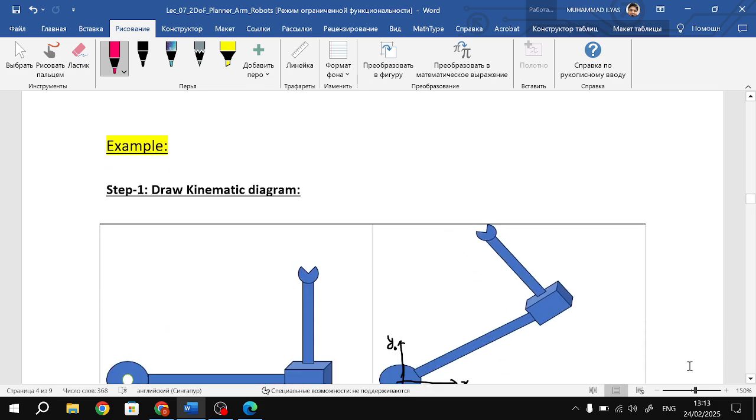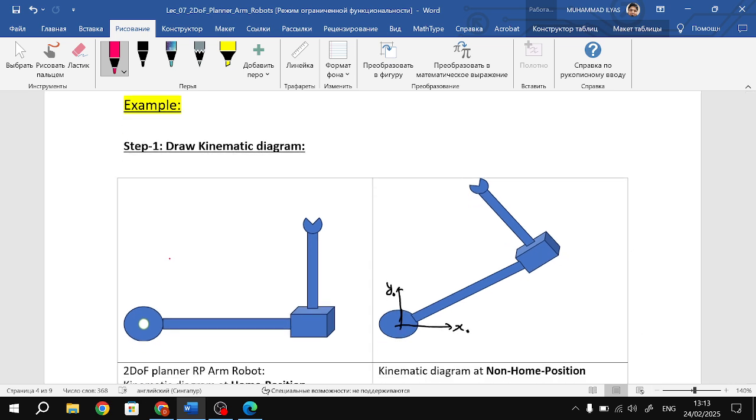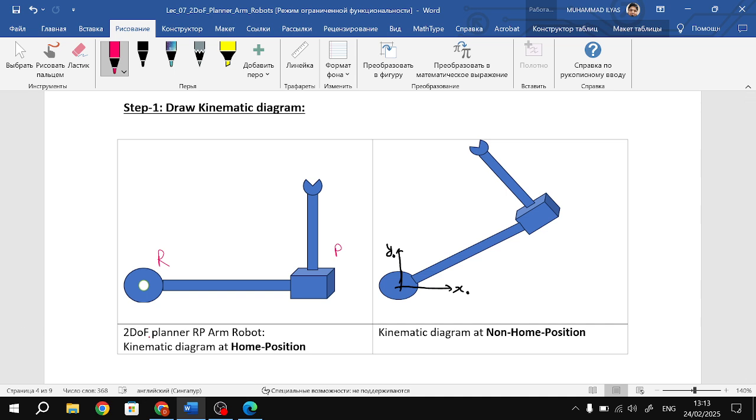I made this example for you. This example is very good because it has a revolute joint R and one prismatic joint P. It is simplified like a 2 degree of freedom planar manipulator, because it works in only 2 dimensions, x and y coordinates only, and this RP means that it has one revolute joint and one prismatic joint.